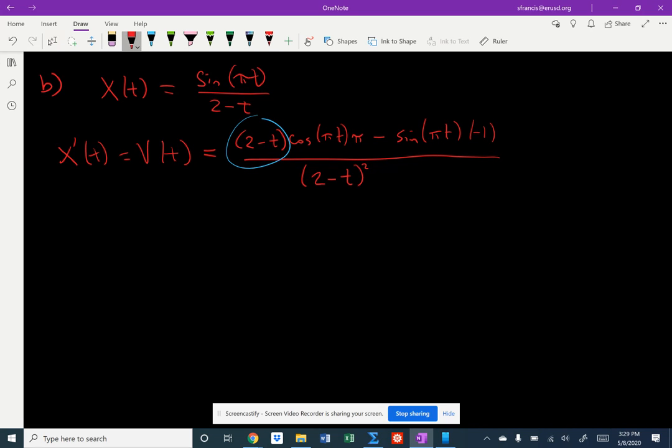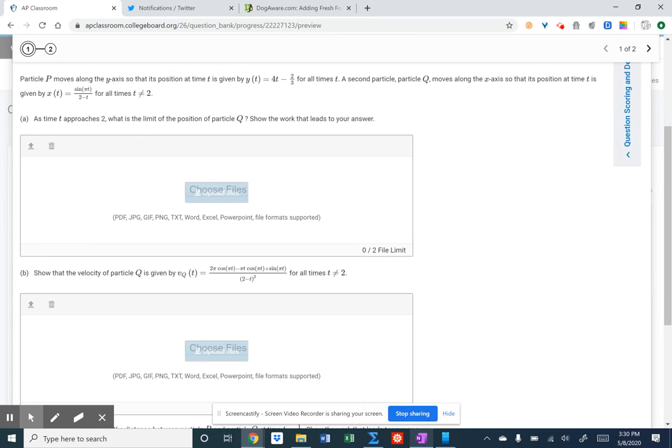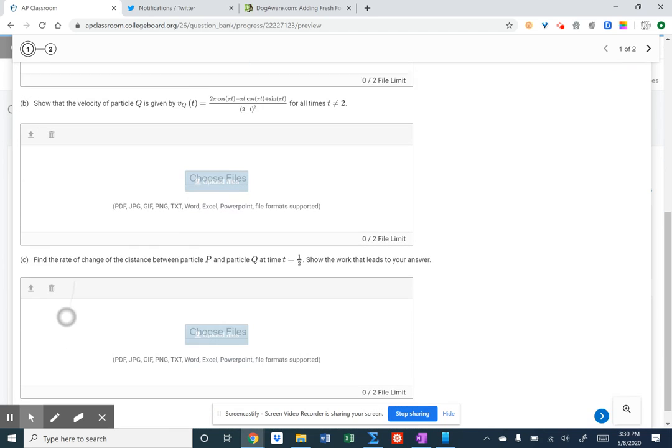The next thing we need to do is just do the algebra to get the expression that they got. And I'll be honest with you, I don't remember what they had, so I think we just distribute this cosine pi t times pi to the 2 minus t. And so I end up with 2 pi cosine pi t minus pi cosine pi t and all that times t, and then plus sine pi t. I didn't pay that close attention to what they had, so I'm going to have to go back and check to see if I've gotten to the point where they wanted me to get to. Yeah, the fact that the t is in a different location is not relevant to us.